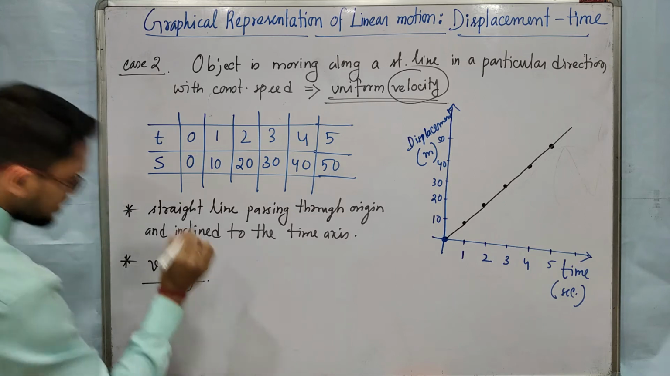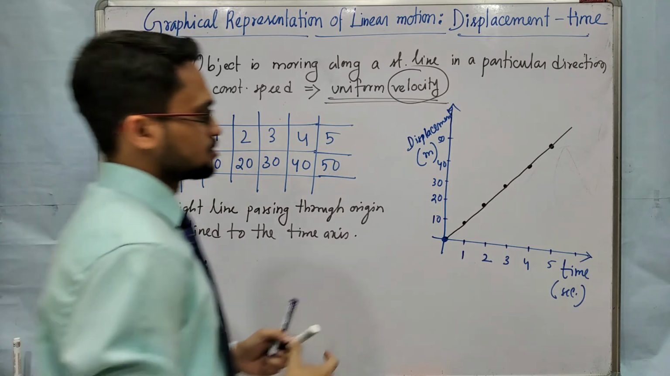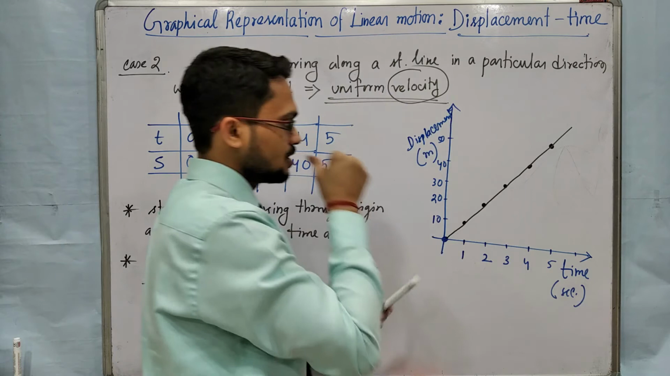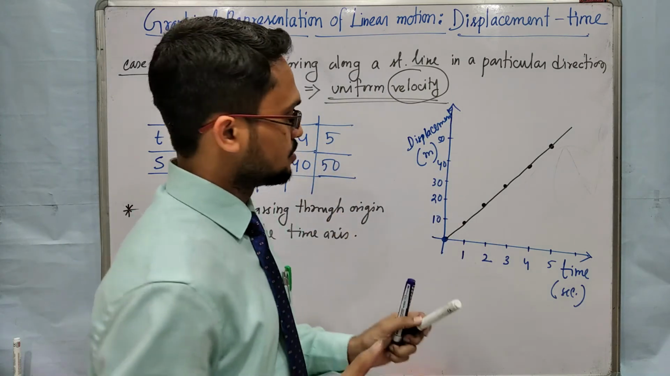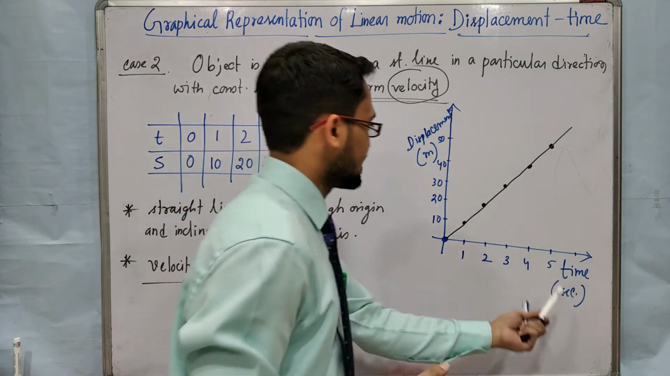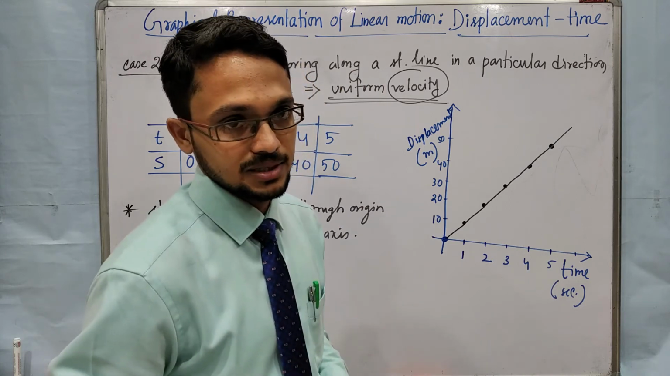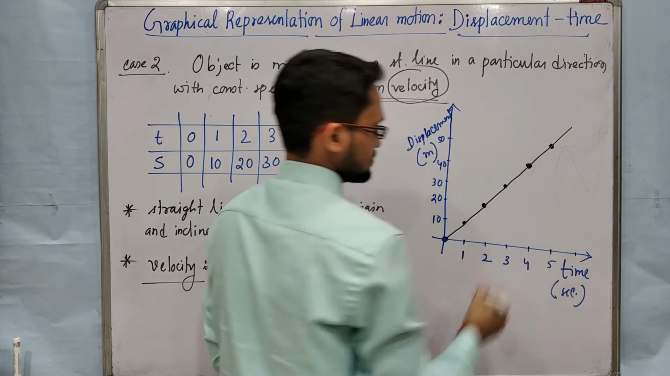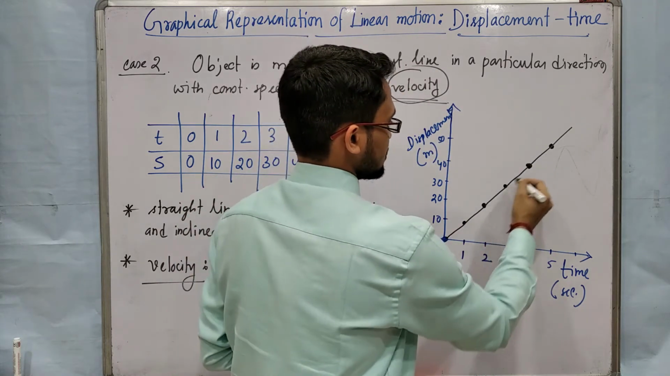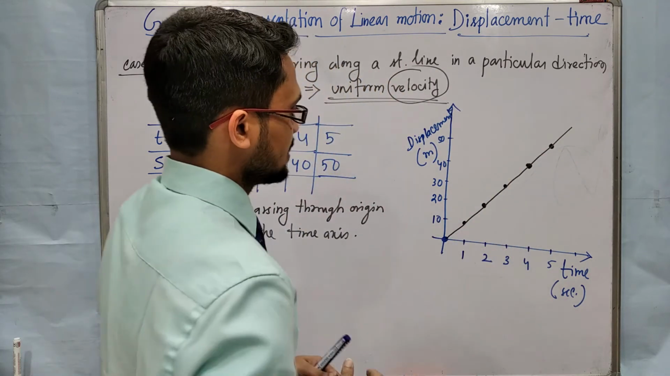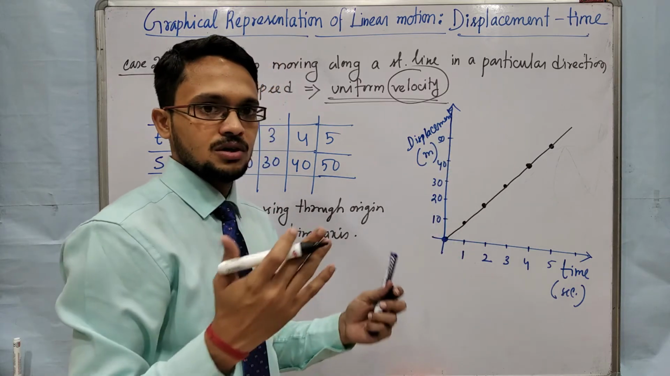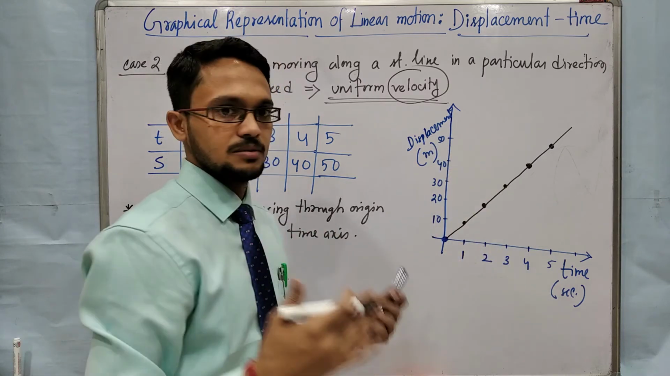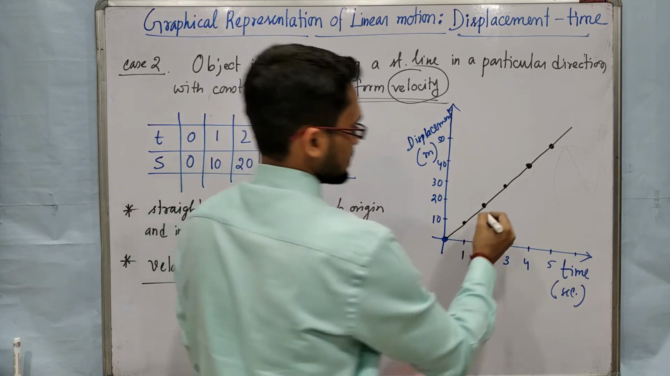Velocity. How will you calculate the velocity? Take any 2 points on this graph for which you can find the values of time and the respective displacement. So I am taking this point and this point. You can take this, or you can take this, any 2. As it is uniform velocity, the values for any 2 points will be the same. So I am taking these 2 points.